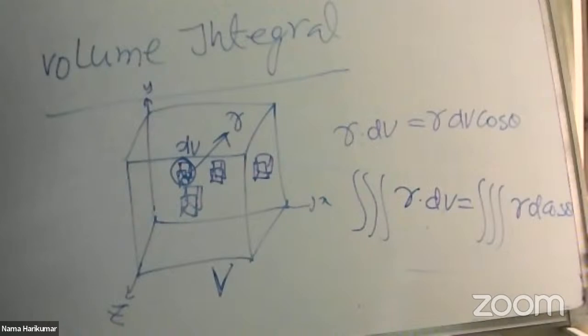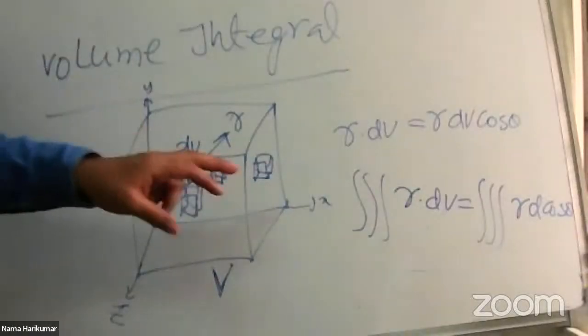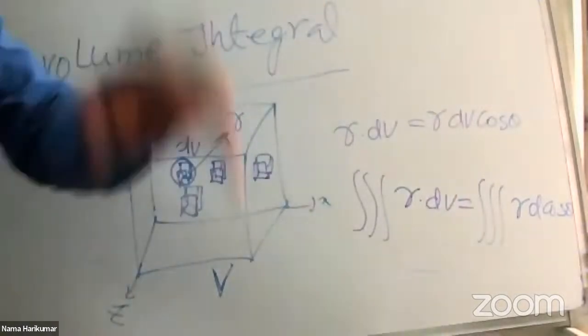Let us consider a closed surface in space, enclosing a volume V. If R is a vector function inside it, and dV is a small element of volume, then the small element of volume is R dot dl, that is equal to R dV cos theta.